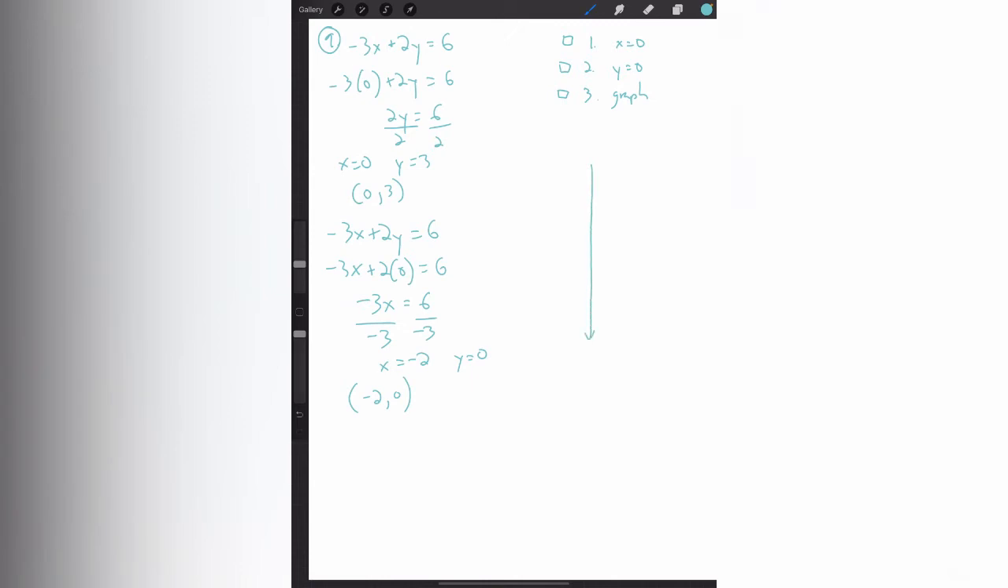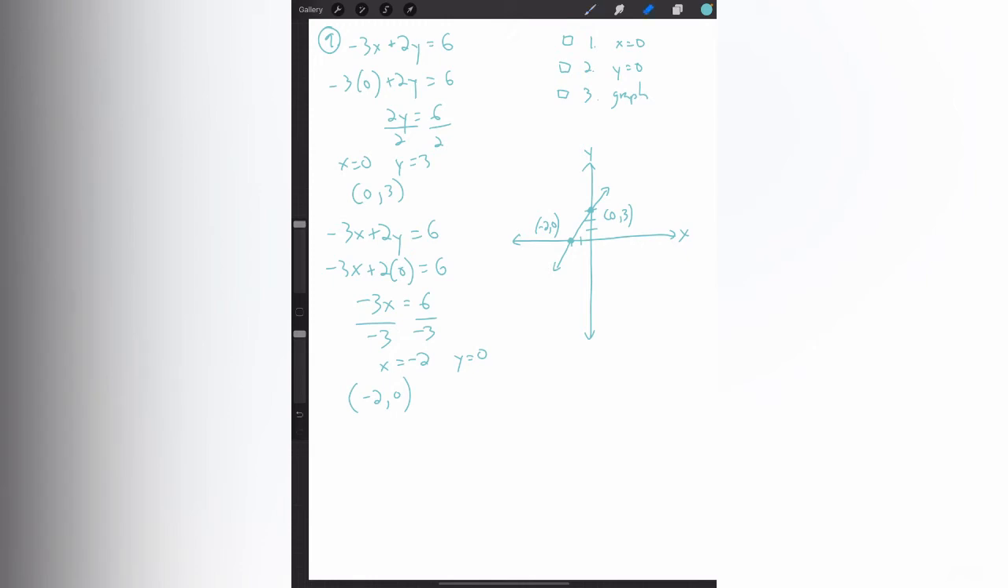Go ahead and graph it. Okay, this is my y, this is my x. My 2 points were (0, 3), counting 0, 1, 2, 3, and (negative 2, 0), counting 0, 1, 2. So (0, 3), and then this one over here was (negative 2, 0). Draw a line that goes through these 2 points.